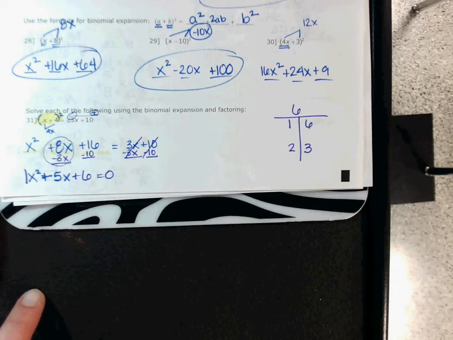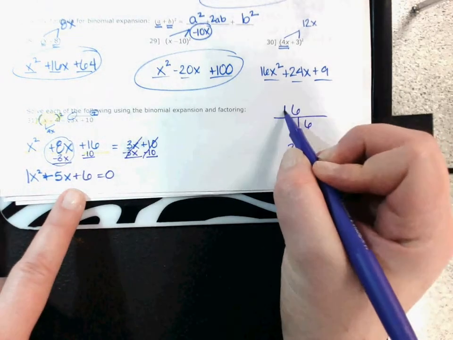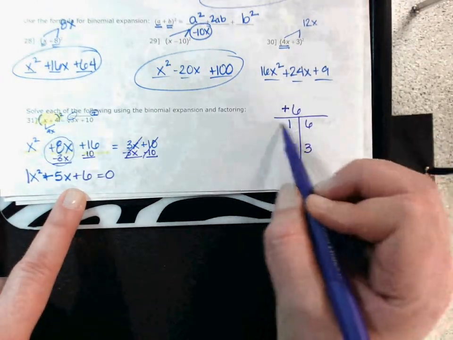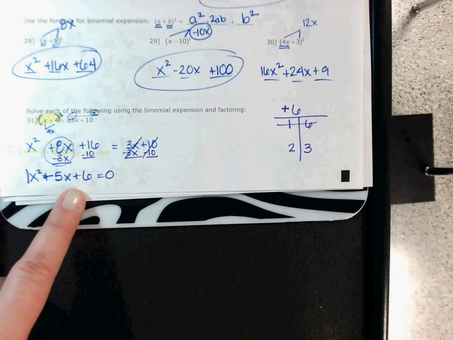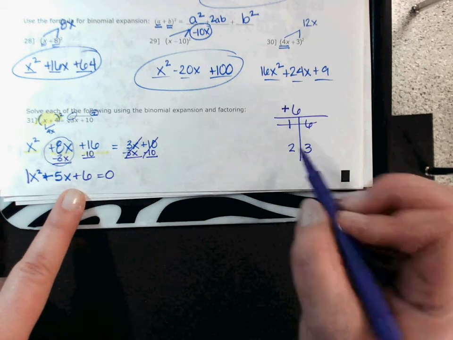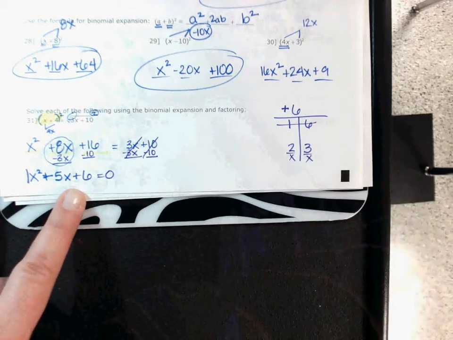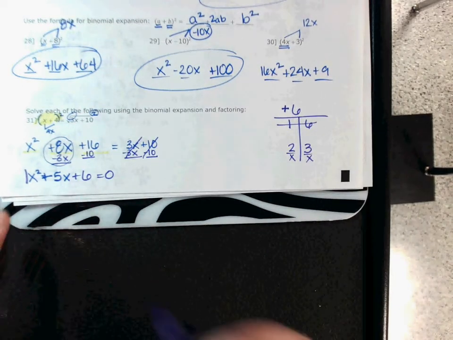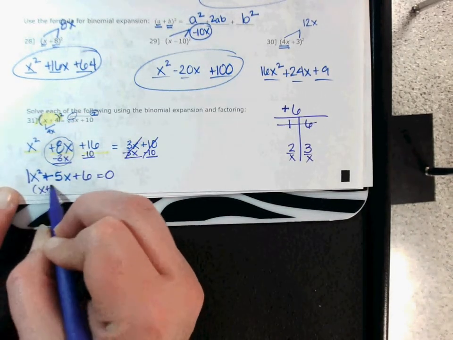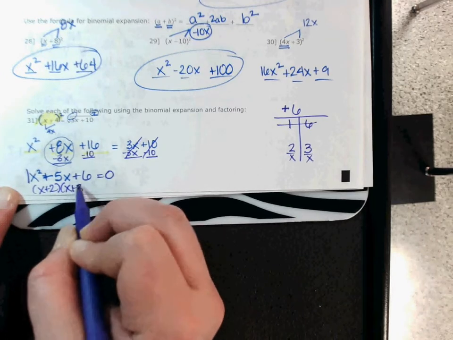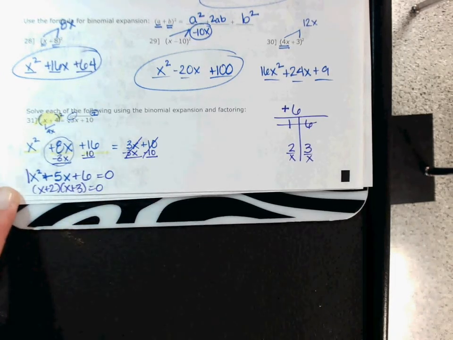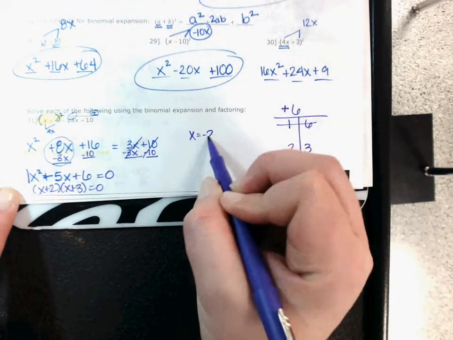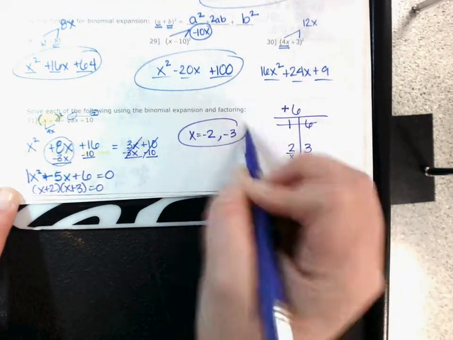Which one do I want? 2 and 3. Because what's the top of my chart? It's a positive 6. So I can't do 6 minus 1. That's a subtraction. So I'll do 2 and 3, divide them both by x. So it's x plus 2 and x plus 3. Which means that what are your solutions? Negative 2 and negative 3.